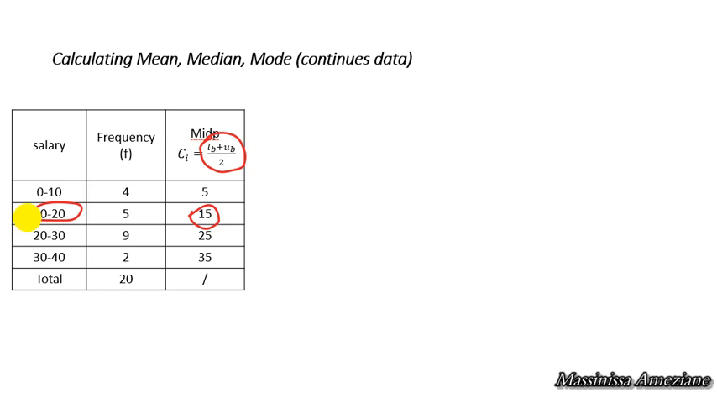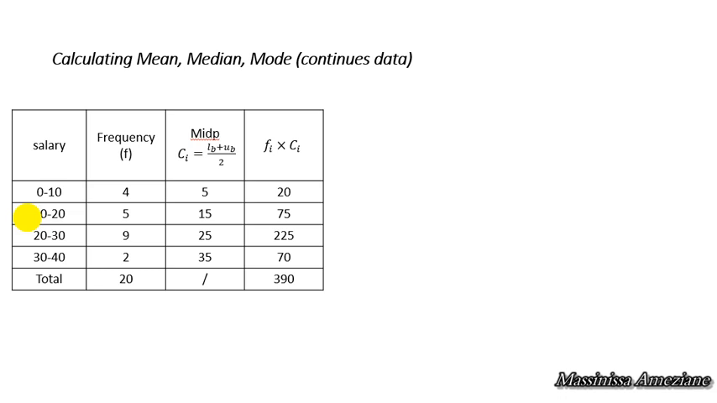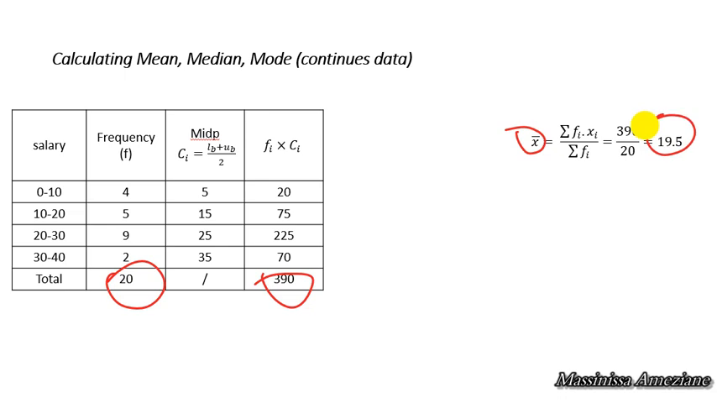Once we have this, we calculate the sum of fi times the midpoint. So the midpoint here replaces xi in the discrete data. So we find this fi times ci. So the ci here is the midpoint. So 4 times 5, which is 20, 5 times 15, which is 75, and so on. In the end, we get this total, the sum. And x bar actually is this sum divided by the sum of frequencies. So we get 19.5. This is how we calculate the mean in case of continuous data.